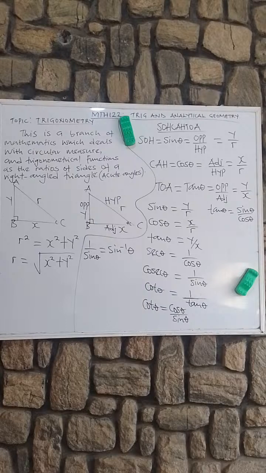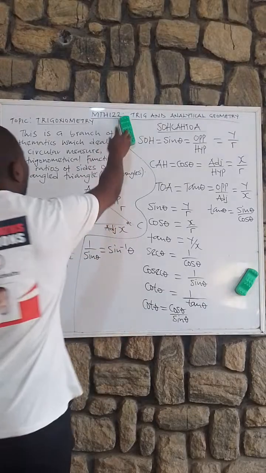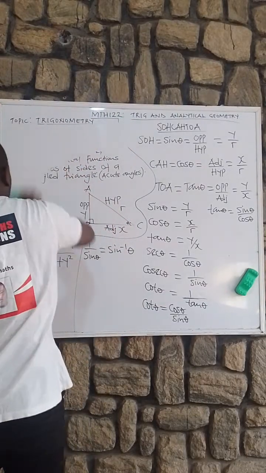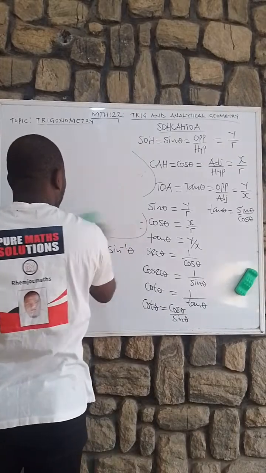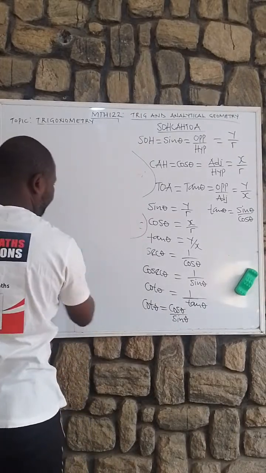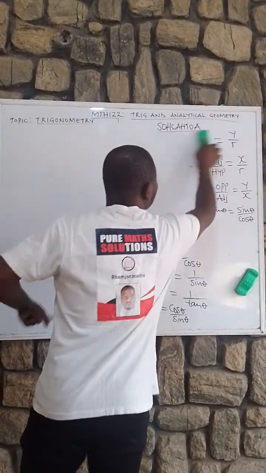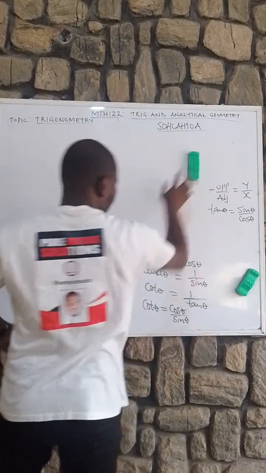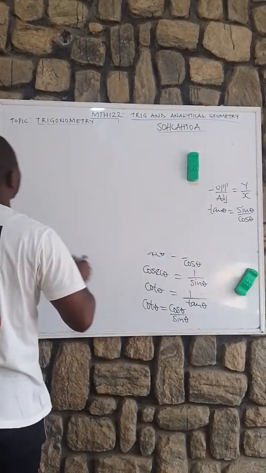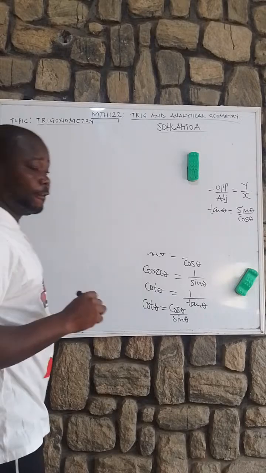Any question before we begin to prove identities? Any question, yes or no? Do you have any question? No question. Okay, let's proceed.